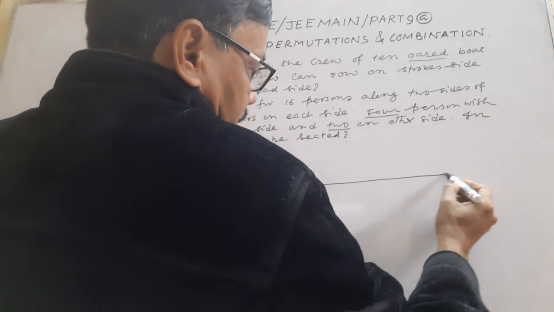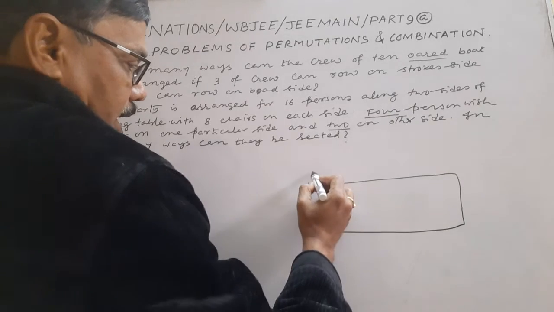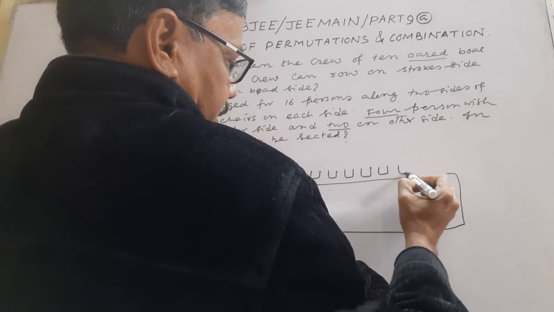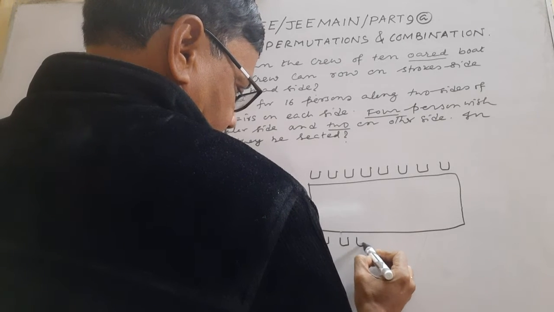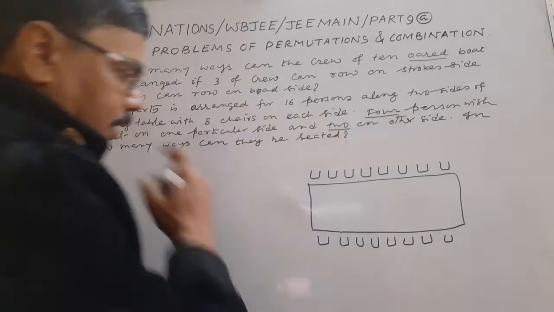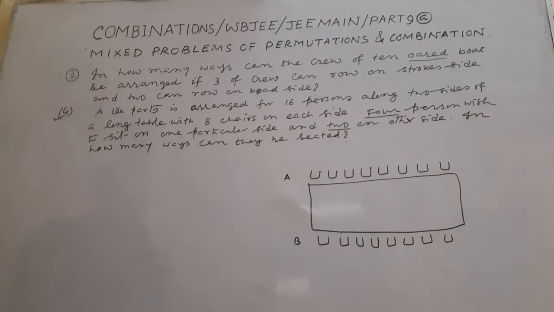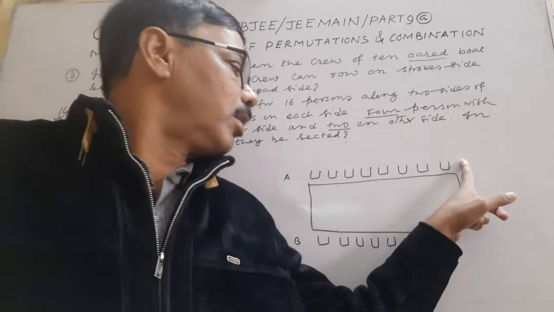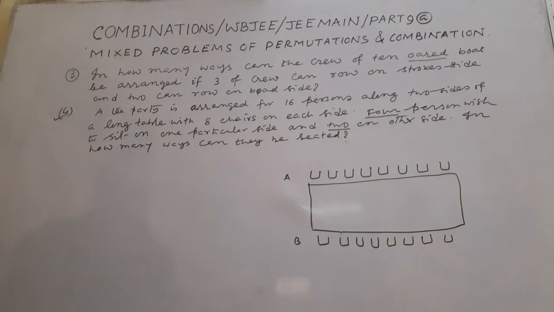So there is a tea table. 8 chairs here: 1, 2, 3, 4, 5, 6, 7, 8. And here also 8: 1, 2, 3, 4, 5, 6, 7, 8. Now this is side A, this is side B. If there is no restriction, then on this side factorial 8, on this side factorial 8. But there is a restriction.